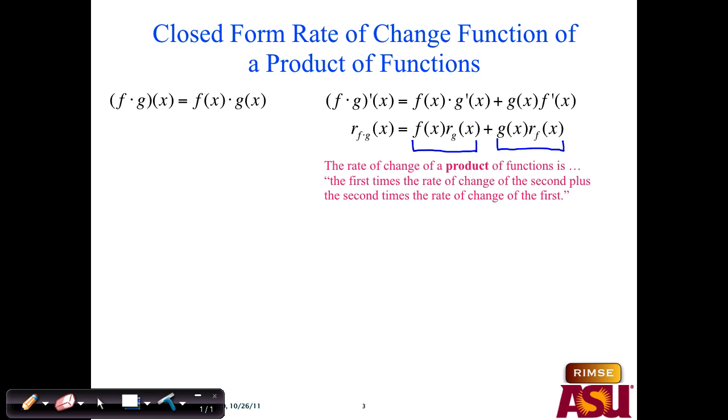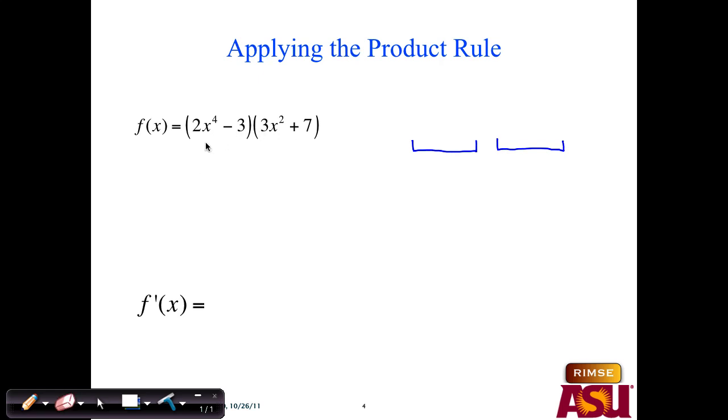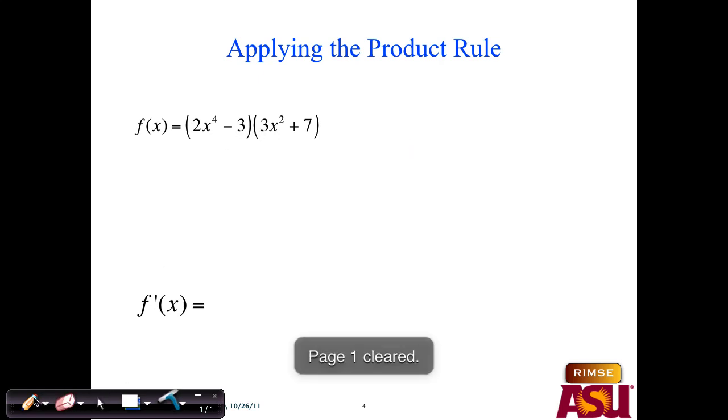So it's two terms, again, each product in that sum has one derivative of an original factor and one original factor from the original function. As an example, if I have f of x is 2x to the fourth minus 3, times 3x squared plus 7, in this case, I could multiply these out very easily. But I can also find the derivative of this product without multiplying them out, and you can double check this way.